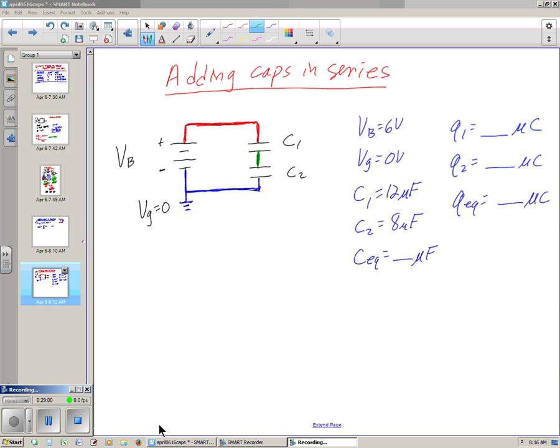The other problem is if you have 3 or 4 capacitors in series, it's going to be a lot harder to do it just playing around with numbers. If you have the equation, they're all easy.